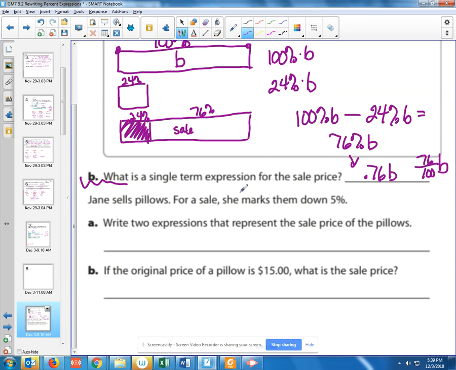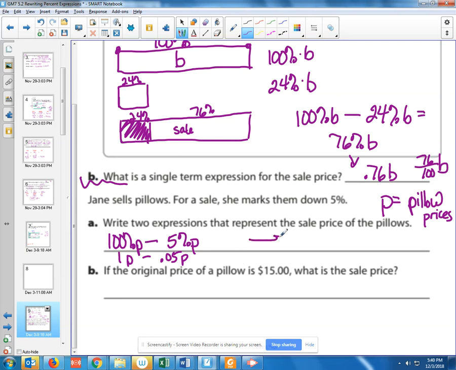Jane sells pillows. For a sale, she marks them down 5%. Write two expressions that represent the sale price of the pillows. Well, we need a variable to stand for the original pillow price. I'm going to use P since we have pillow prices. And here's one way to do it. You have 100% times your pillow price, and your discount is going to be 5%. You're going to take 5% times that price. Or if you want to use decimals, you'd write 1p minus 5/100ths p. That's one way to figure it out.